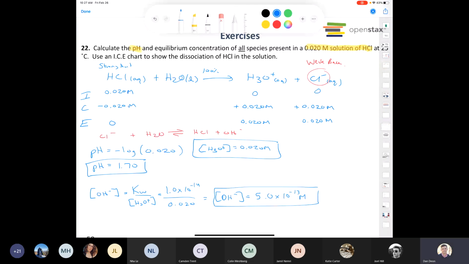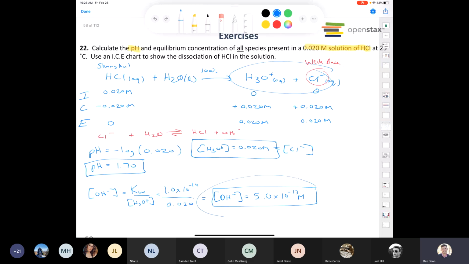Also, I forgot to include the concentration of the chloride, which is going to be equal to the concentration of the hydronium. So we've got the concentration of the HCl, which is 0 molar. We've got the concentration of both of these, which is 0.020 molar. We've got the pH, and we also determined what the concentration of the hydroxide is, even though there's very, very little of it in the solution.